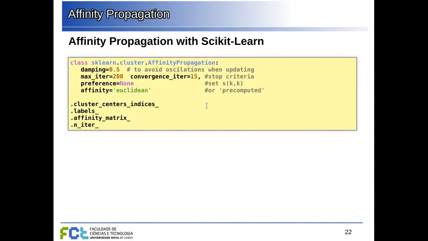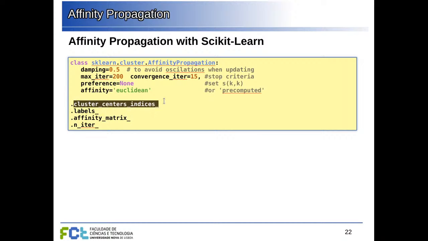To use affinity propagation with scikit-learn, you have this class in the cluster module called AffinityPropagation. You have these parameters, damping, the number of maximum iterations and so on. These affect the convergence and stopping criteria, so they are mostly for the computation itself and not for the specification of the clusters. But then when you use affinity, you can use a pre-computed matrix. You can set manually the preference, so the diagonal of the matrix, or leave it on automatic. So you can look at the documentation for these different options.